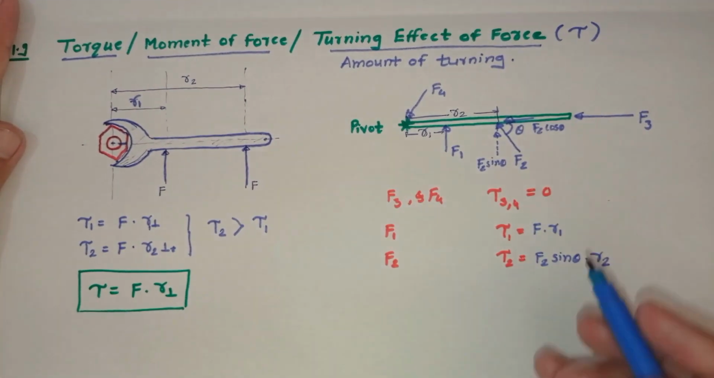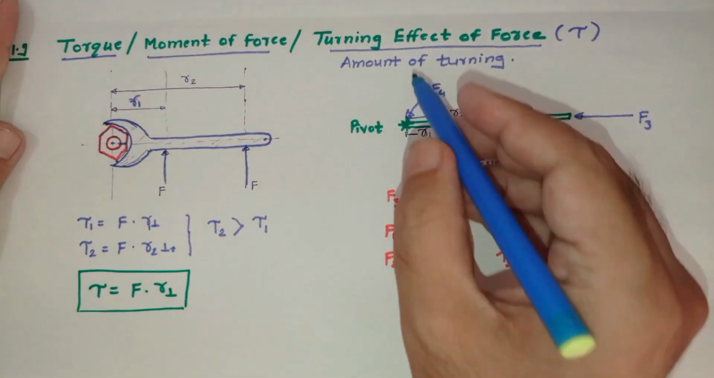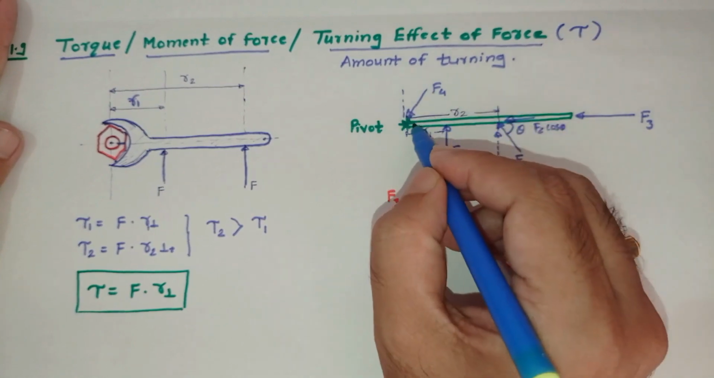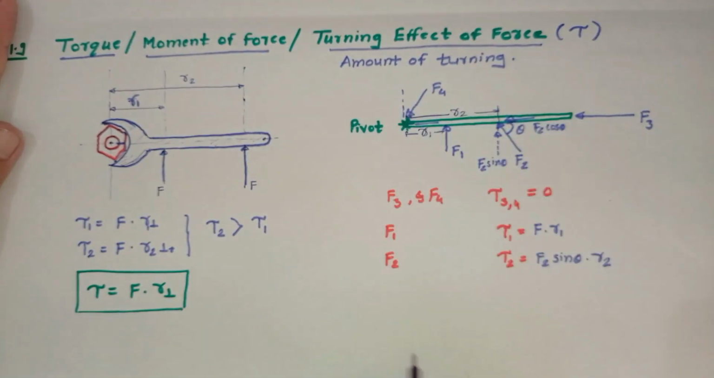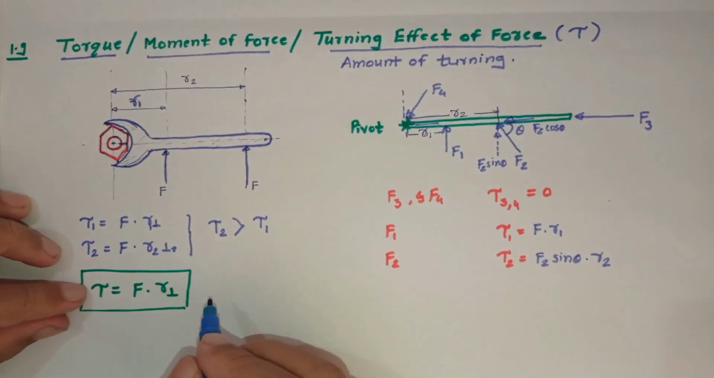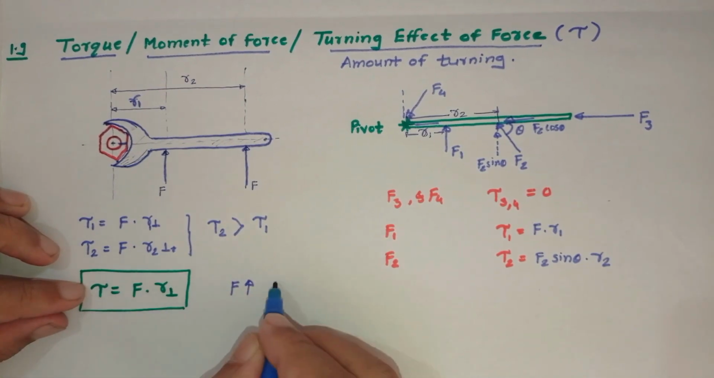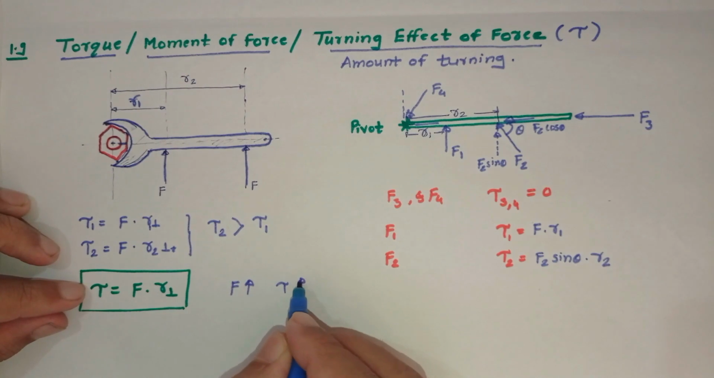Okay, F3 will produce 0 torque, F4 will produce 0 torque. Even if you resolve this into two components, this force is passing through the point of rotation, so it will not produce any torque. So if F is increased, then torque will also increase.